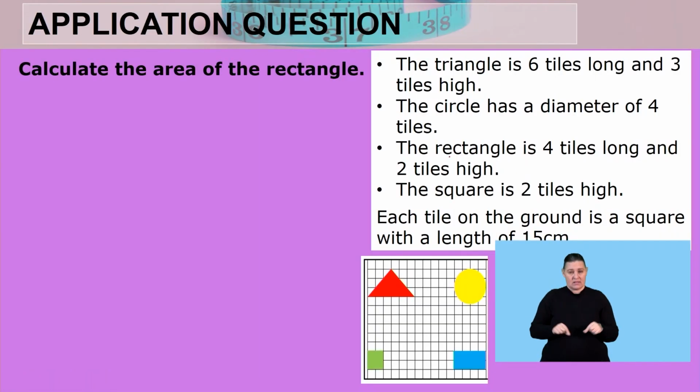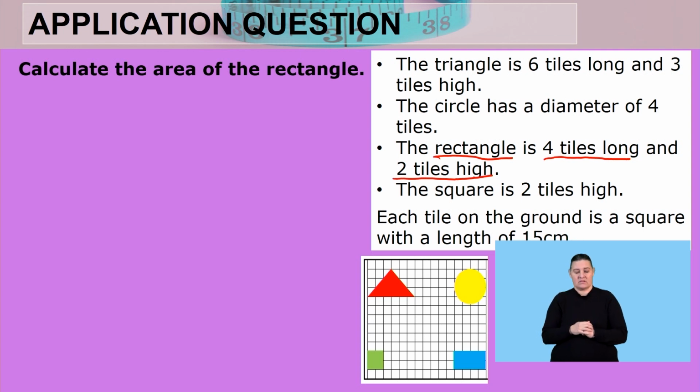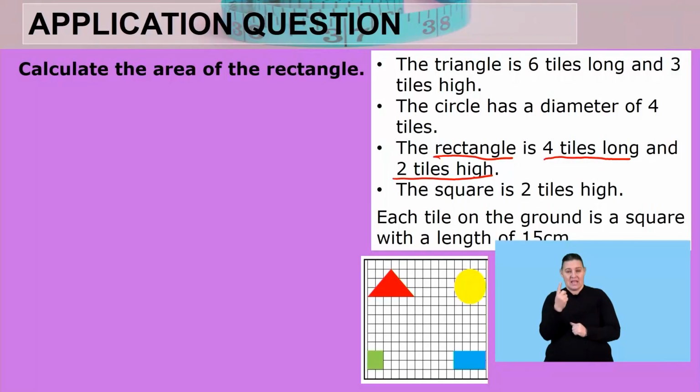All right, what's next? Calculate the area of the rectangle. So if I find the rectangle, there it is. The rectangle is 4 tiles long and 2 tiles high. So in this situation, when they're saying high, it's not talking in terms of standing up, right? They're talking in terms of it laying across the floor. So if I think about it, the 4 tiles long will be the length, and the 2 tiles high would be the breadth. And that should be the measurements we need for the formula.